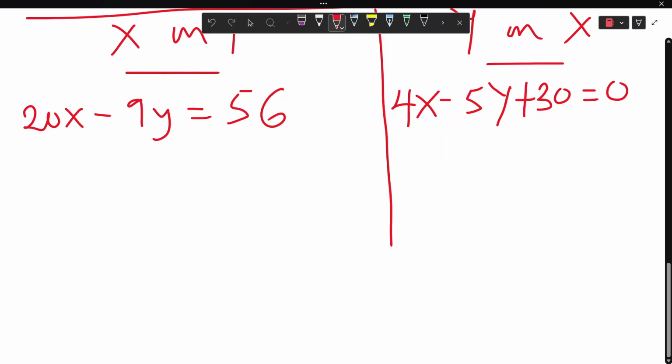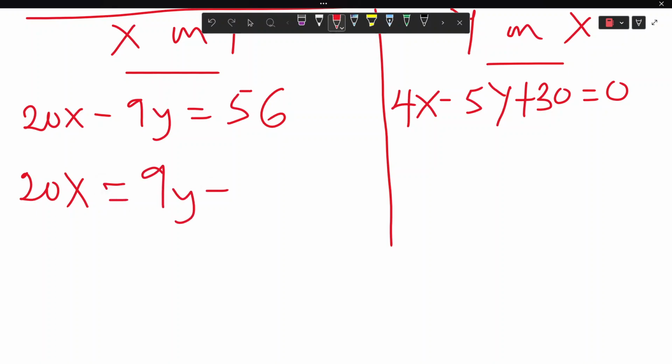Now let's solve them one after the other. So x on y, meaning that x depends on y. Let's make x the subject. 20x is equal to 9y plus 56. Let's divide through by 20.